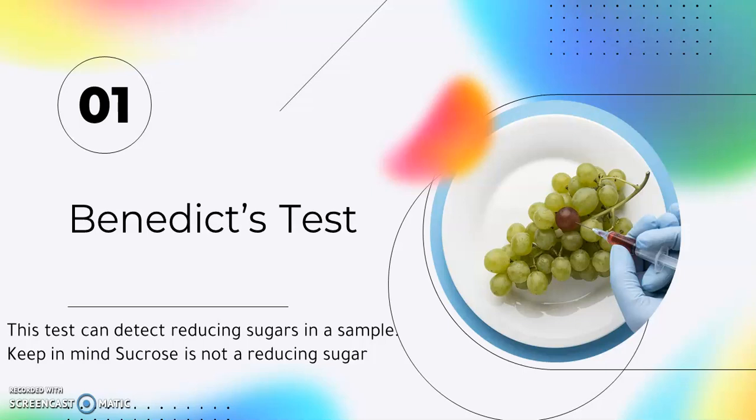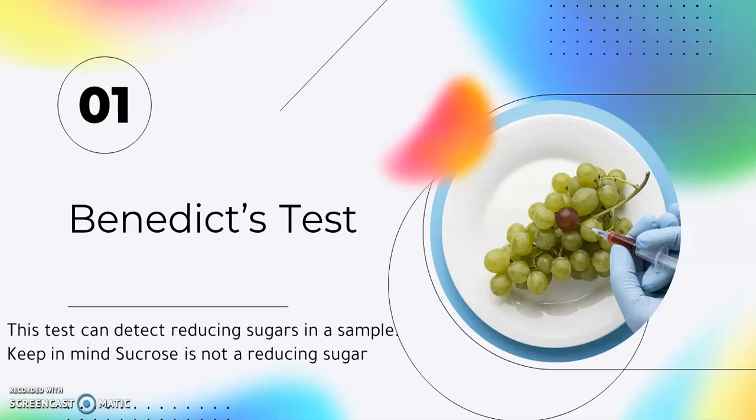Reducing sugars is a separate topic, but remember that the monosaccharides in your syllabus, all 3 of them, glucose, fructose and galactose, are all reducing sugars. Among the disaccharides that are familiar to you, sucrose, maltose and lactose, sucrose is a non-reducing sugar. All other disaccharides are also reducing sugars except sucrose.